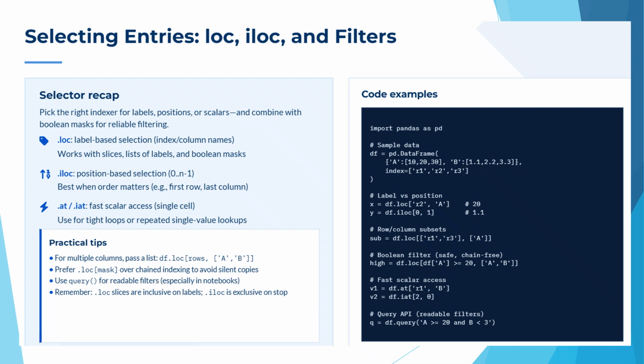Boolean filtering is shown using high = df.loc[df['A'] >= 20, 'A', 'B'], which selects rows where column A satisfies a condition. For faster scalar access, df.at['r1', 'b'] and df.iat[2, 0] are used to retrieve individual values efficiently. Finally, the query function is demonstrated with a condition-based selection written in a readable format. These examples collectively show how Pandas provides multiple powerful and flexible ways to access and filter data effectively.